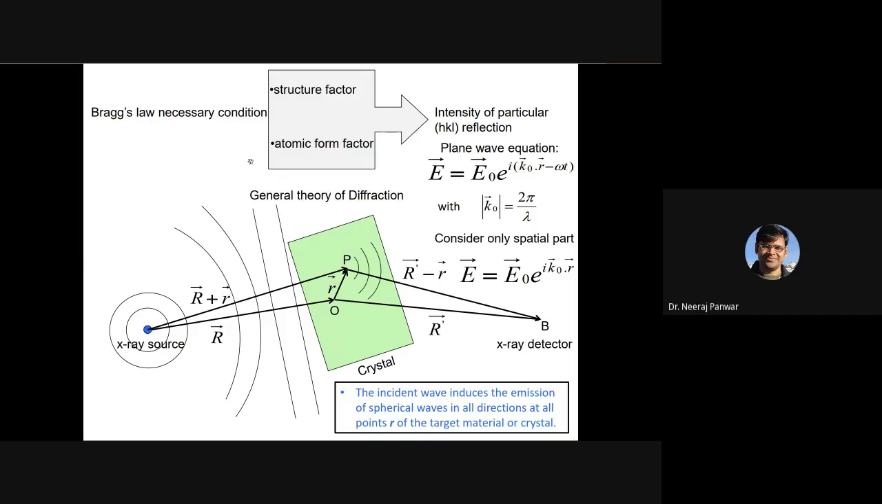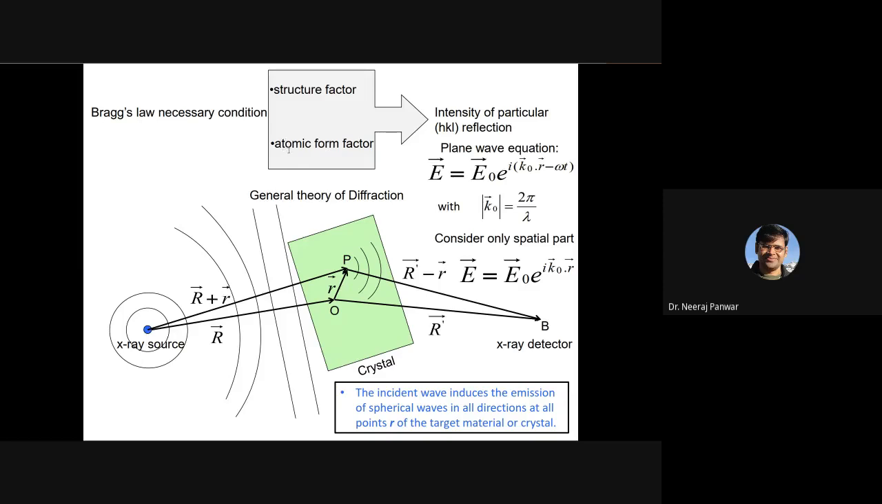So when we study Bragg's law, that is only the necessary condition, but not the sufficient condition for diffraction. And using X-ray diffraction, we can study the structure factor and atomic form factor. These are the two things.